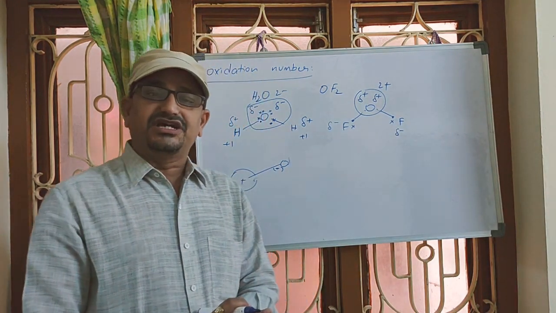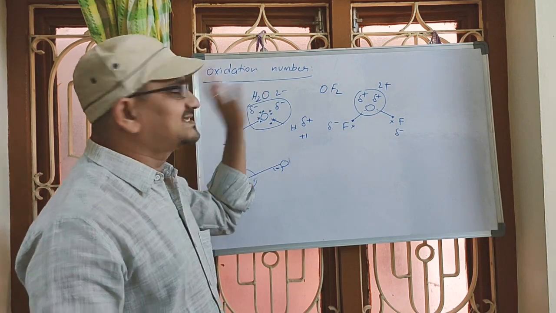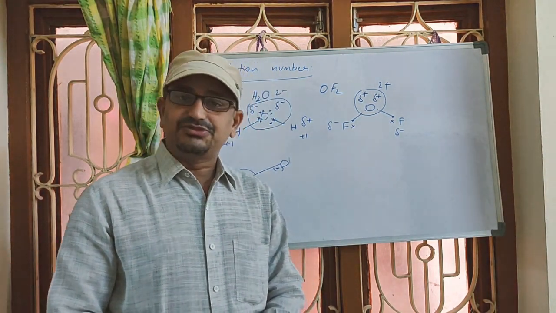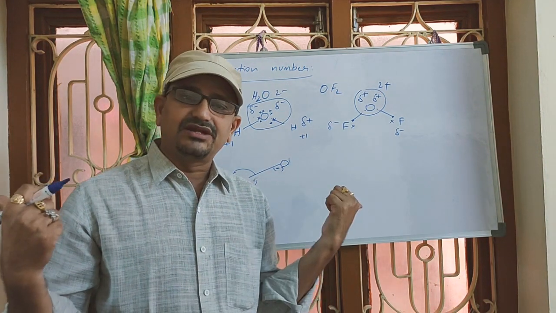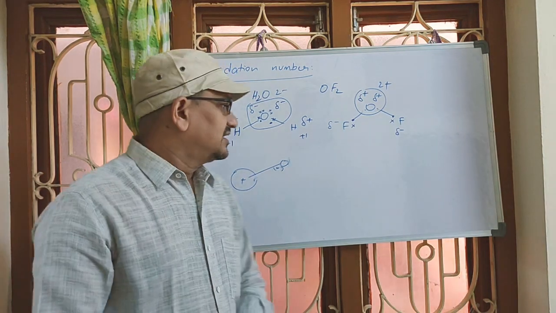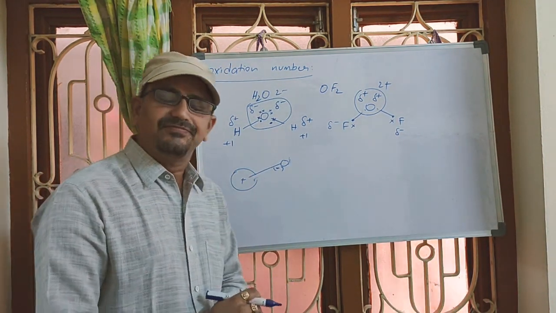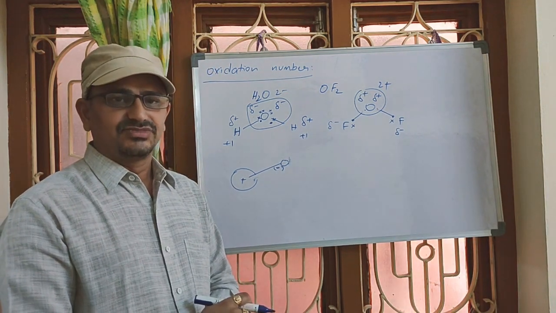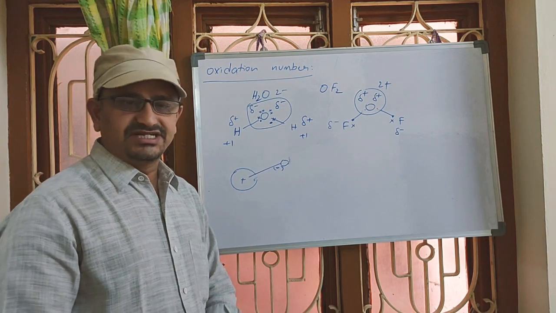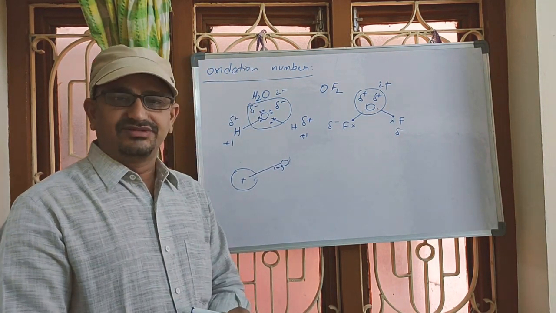Such an arbitrary charge possessed by an atom with respect to the surrounding atoms is called oxidation number. What is oxidation number? Arbitrary charge possessed by an atom with respect to the surrounding atoms is called oxidation number, right? Now, we have a set of rules to calculate these oxidation numbers or oxidation states, of course. In the next class, we are going to discuss that, right?